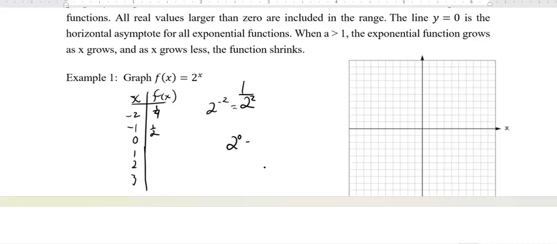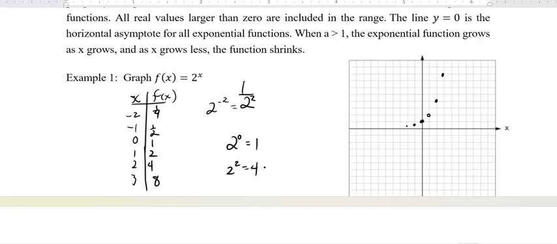Here's the one we'll see a lot. 2 to the 0, that's 1. 2 to the first is 2. 2 squared, of course, is 4. And 2 cubed is 8. So if I were to graph all these, 2 to the first is 2, 2 squared is 4, 2 to the third is 8. And then going backwards, you see kind of what happens. You get fractions.